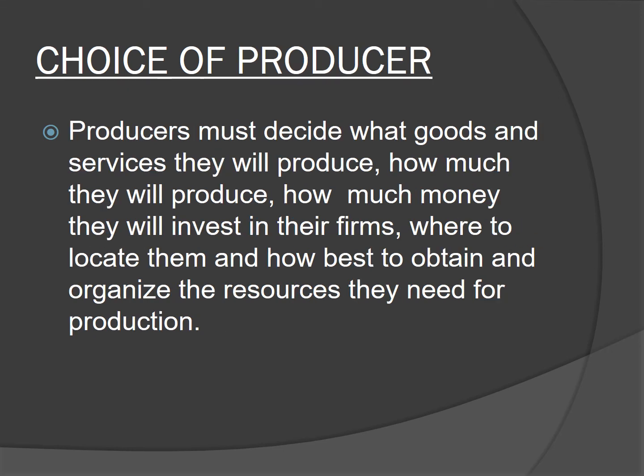Now come towards the choice of a producer. Producers must decide what goods and services they will produce, how much they will produce, how much money they will invest in their firms, where to locate them, and how best to obtain and organize the resources they need for production.